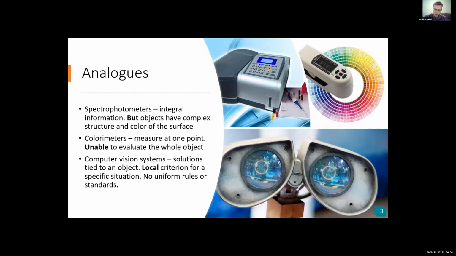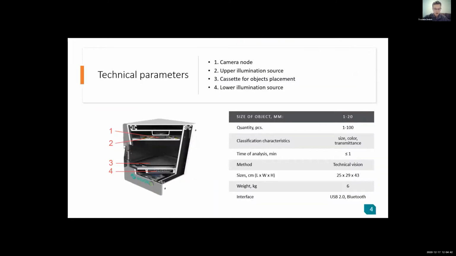So we decided to build a universal system which could be used for quality evaluation of objects of different nature. Our device relies on a technical vision method. It utilizes metric, photometric, and colorimetric calibrations, and it consists of a camera, two illumination sources, and a cassette for placing objects. With this device, we are analyzing and measuring three fundamental properties of objects: size, transmittance, and color.